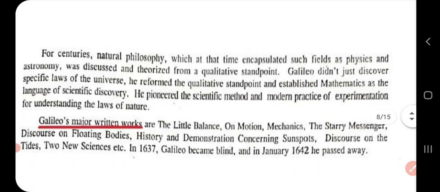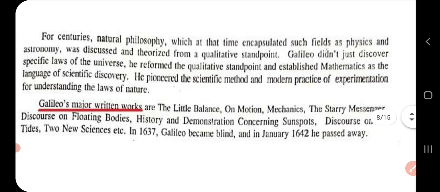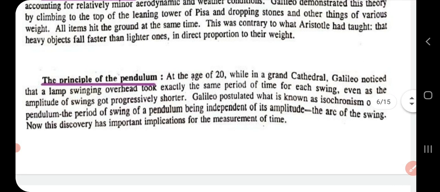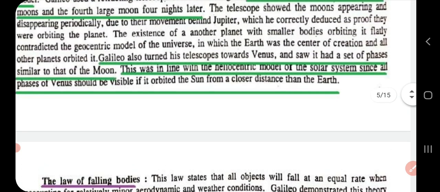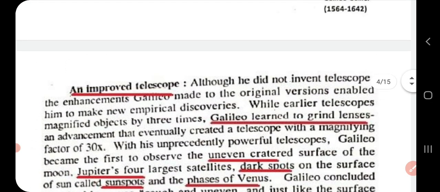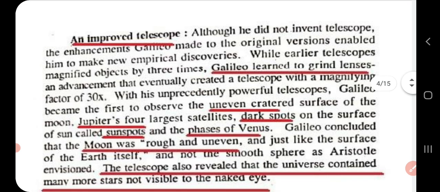Okay, so Galileo made reasonable contributions in the fields of mathematics, physics, and astronomy, and he wrote some of the books described here. So these are the points that you have to include while you are writing about Galileo, that is, his contributions to the velocity of light, inertia, the principle of the pendulum, the law of falling bodies, then heliocentric theory, and his telescope, etc. All these points you have to include and explain in the form of an essay.